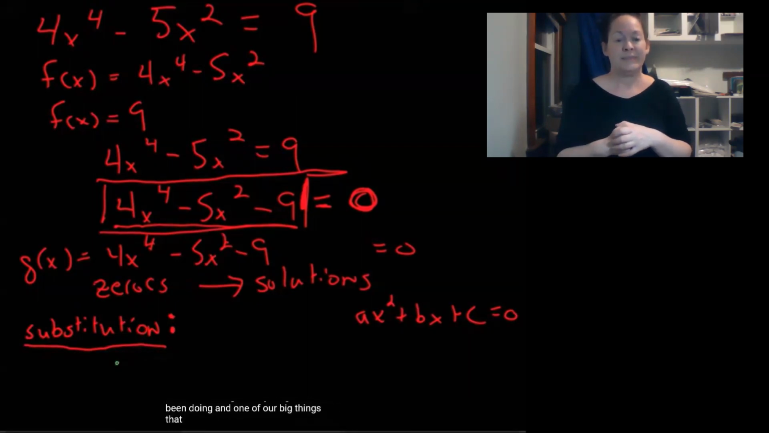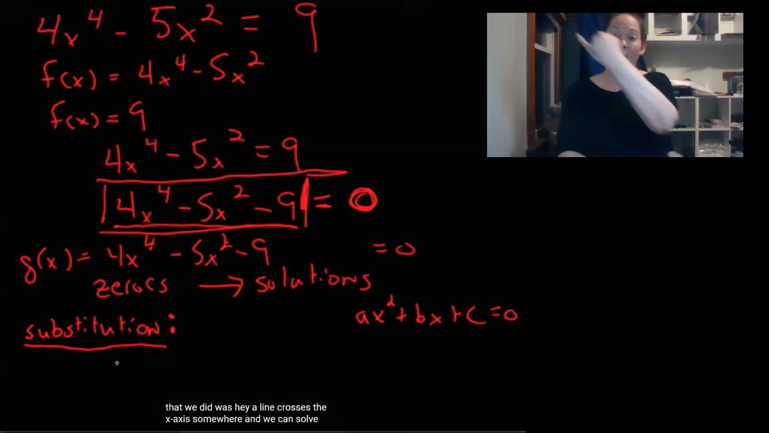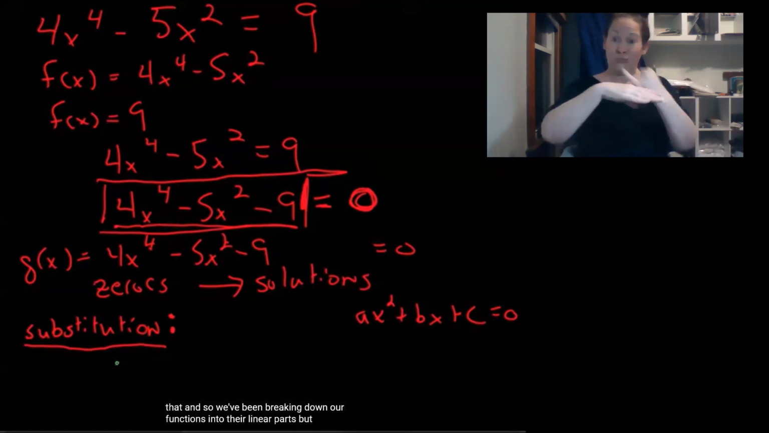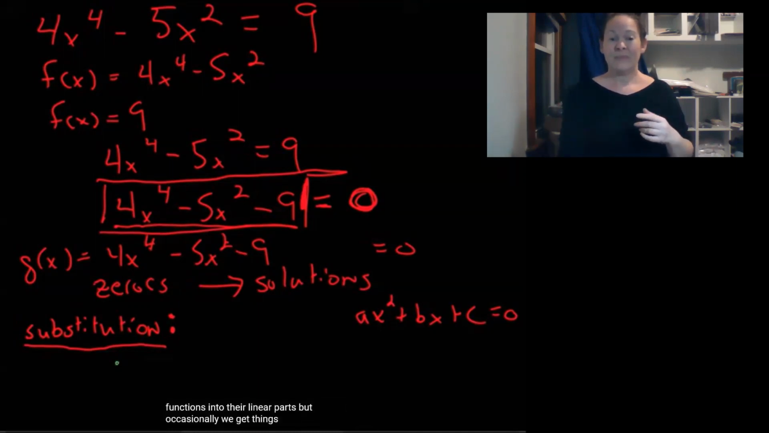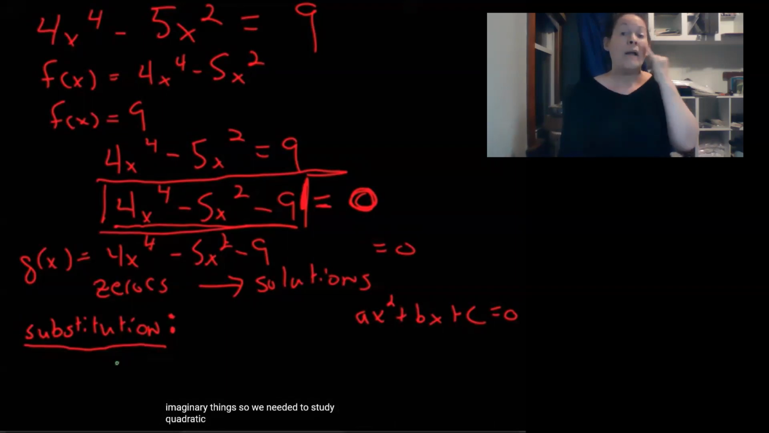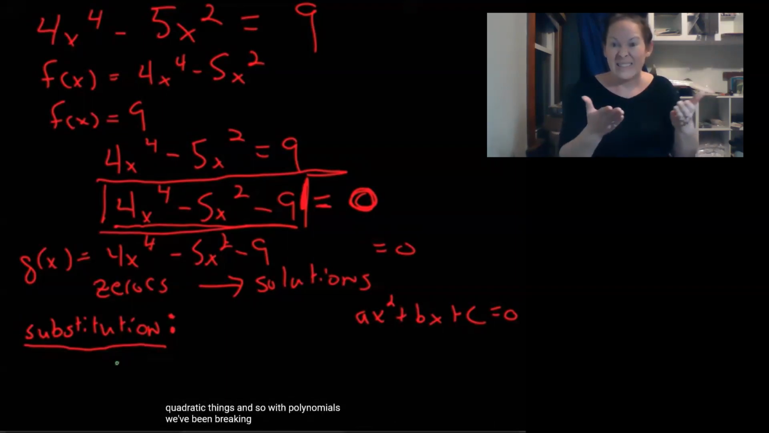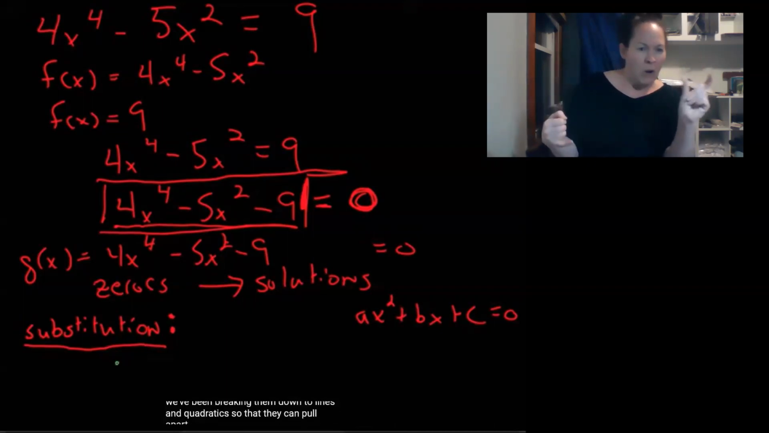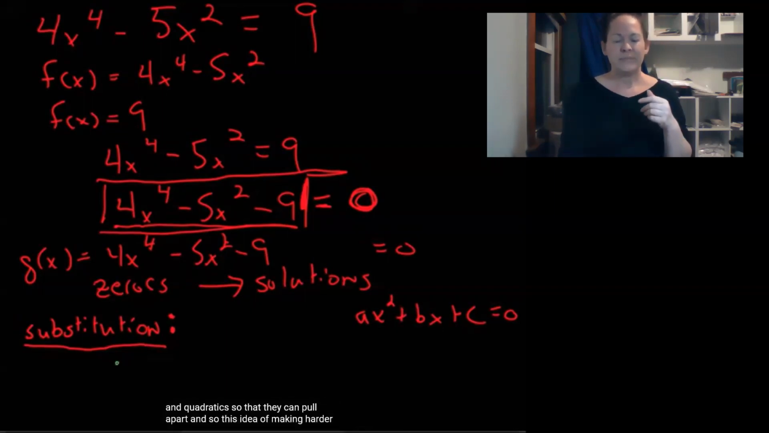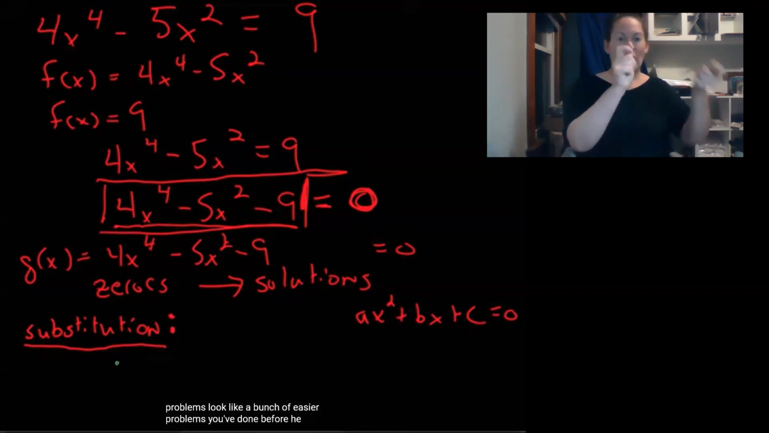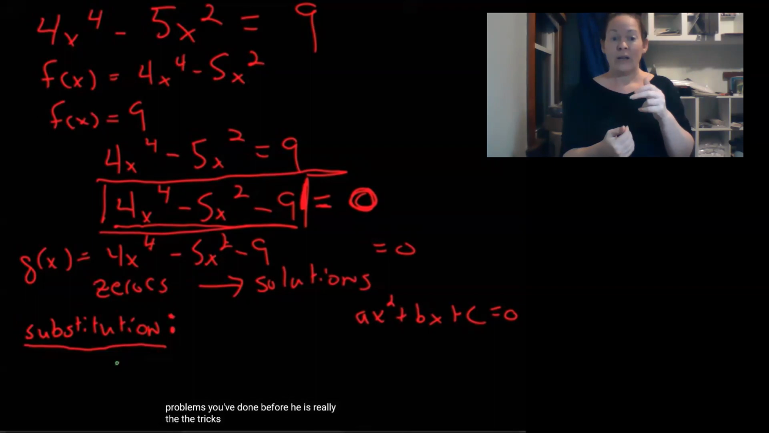And one of our big things that we did was, hey, a line crosses the x-axis somewhere, and we can solve for that. And so we've been breaking down our functions into their linear parts. But occasionally, we get things that don't cross the x-axis that matter, these imaginary things. So we needed to study quadratic things. And so with polynomials, we've been breaking them down to lines and quadratics so that they can pull apart. And so this idea of making harder problems look like a bunch of easier problems you've done before is really the tricks of mathematics.